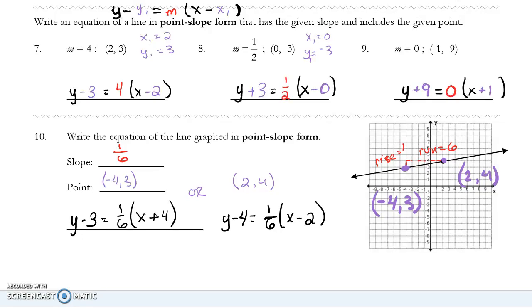Now they don't look the same, but these equations actually are representing the exact same thing, and later on in the notes we will see how we can prove that.